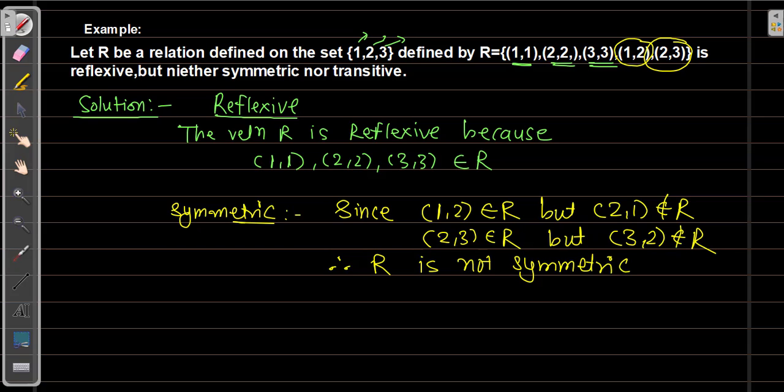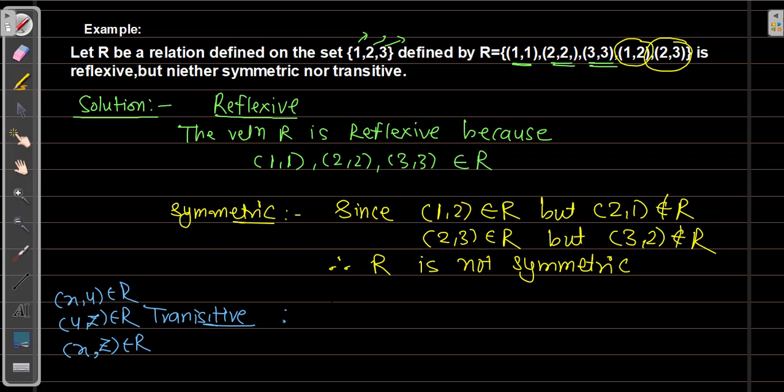Now, third, we see whether our relation is transitive or not. And what is the condition? If the ordered pair (x, y) belongs to R, and the ordered pair (y, z) belongs to R, and the ordered pair (x, z) also belongs to R, then we will say that the relation is transitive.